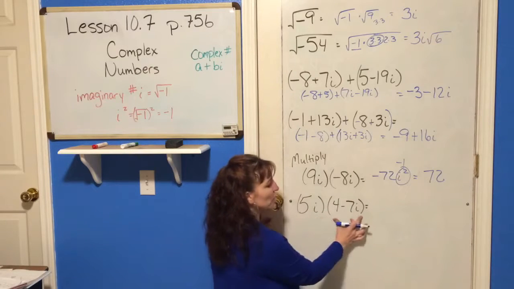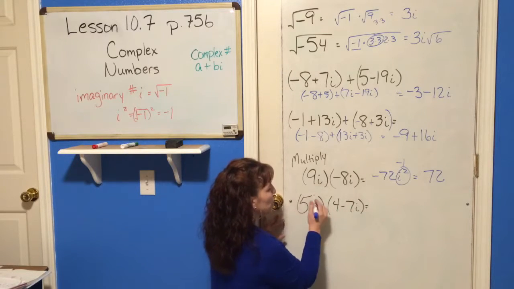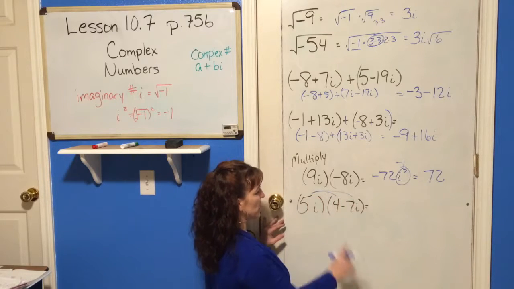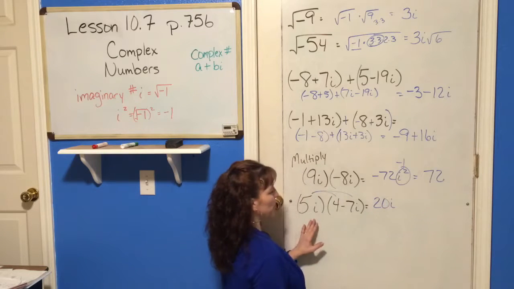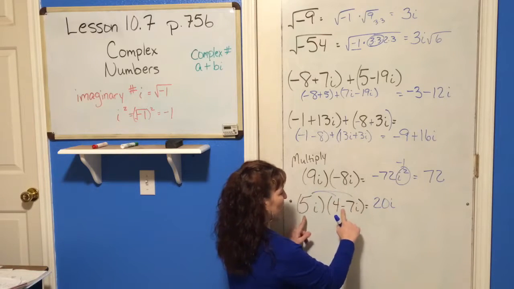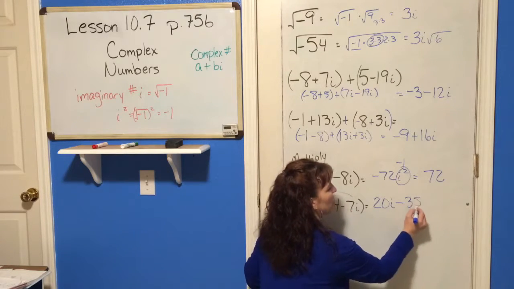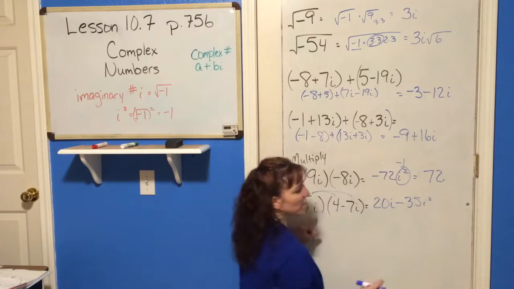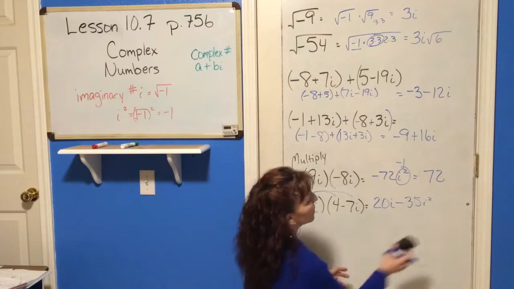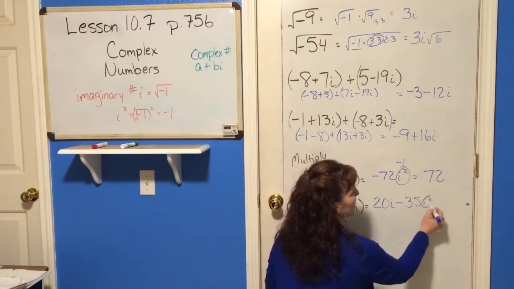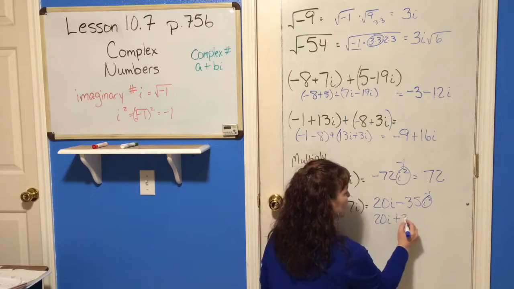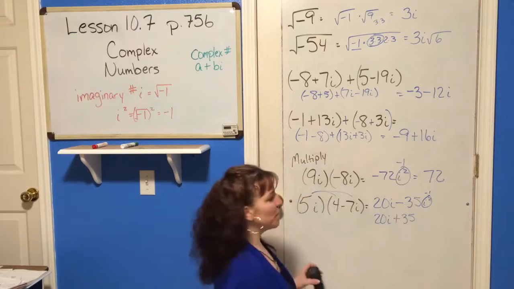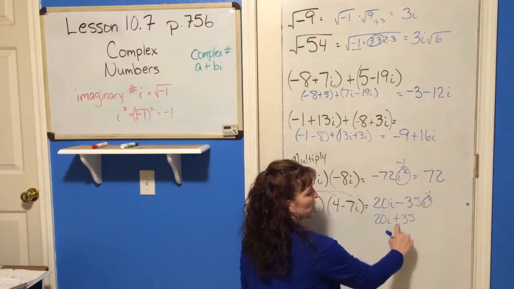If you're multiplying a monomial times a binomial, same as always, you're going to multiply that monomial through and distribute it. So 5i times 4, 5 times 4 is 20i. And then 5i times negative 7i, one's positive and one's negative, so it's going to be negative. 5 times 7 is 35. i times i is i squared. So, wait a minute, we don't want i squared. We want that times a negative 1. So we're going to have 20i plus 35. All right, because this is negative 35 times a negative 1, so plus 35.